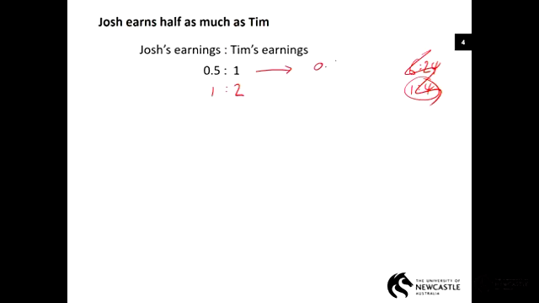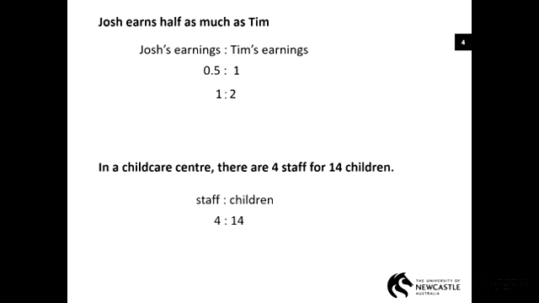Another way I could have done it is to times by 10 on both sides. It's still going to work. 0.5 times 10 will become 5, and 1 times 10 will become 10. But I can simplify that. How many 5s are in that? 1. How many in 10? 2. Either way, I'm getting to 1 to 2. Whatever you do, you can see that gets rid of decimals and fractions. Yep, perfect. The next one we're starting with: in the childcare center, there are 4 staff for every 14 children.